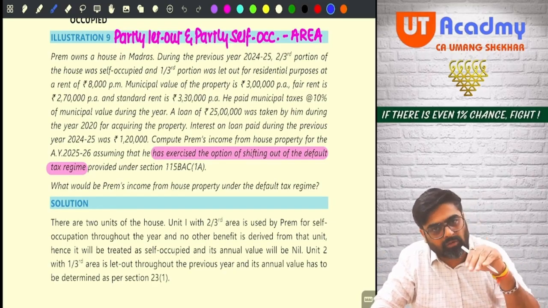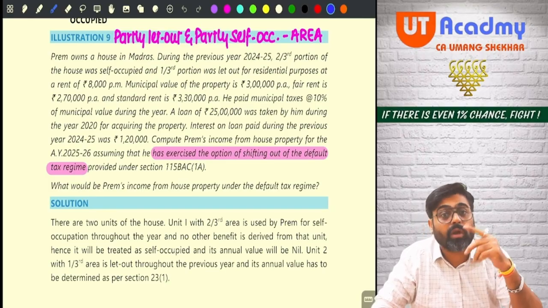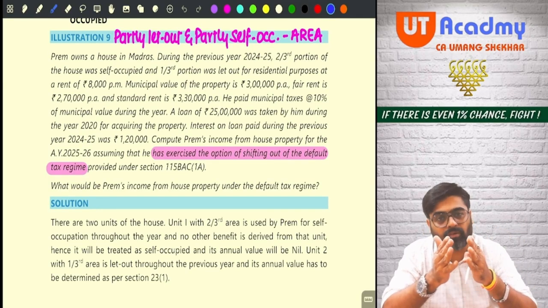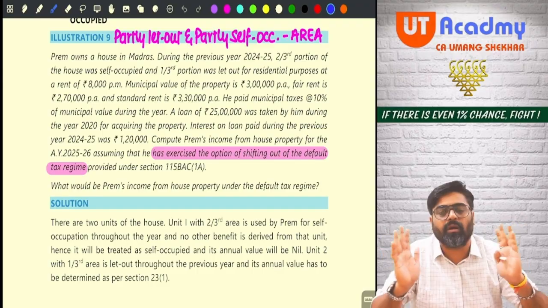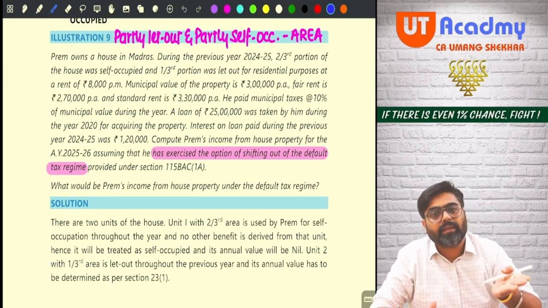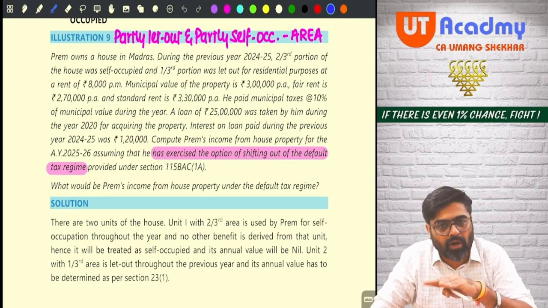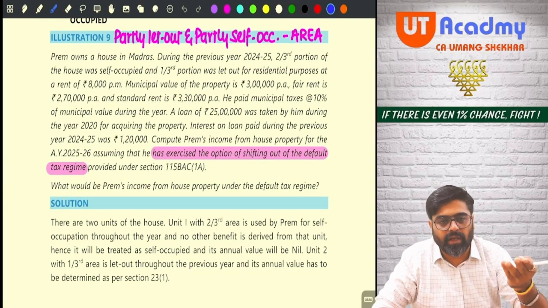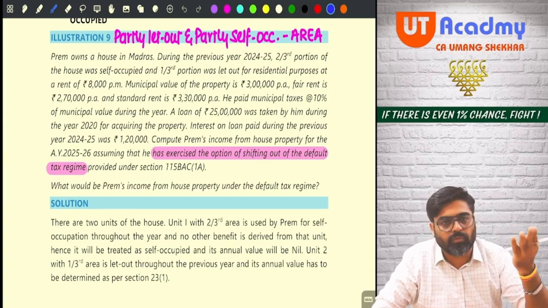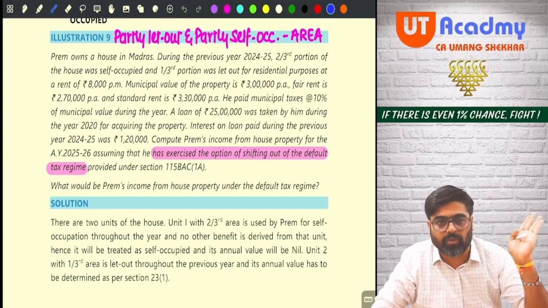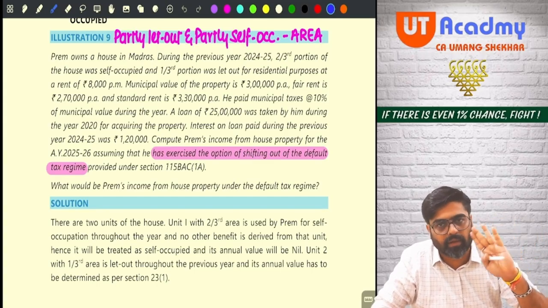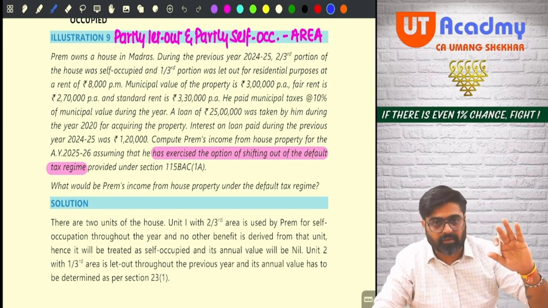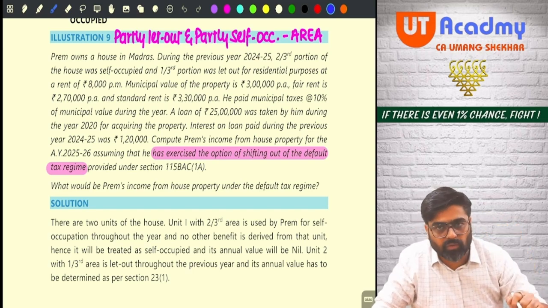Then interest will also be divided. Interest on housing loan will also be divided on the basis of the same proportion, same ratio. Then whatever interest relates to the let out portion will be allowed fully, and whatever interest relates to the self-occupied portion will be allowed from the self-occupied portion, subject to a maximum of 30,000 or 2 lakh as the case may be. Done. So remember these things in your mind, and we are going to solve this question now.